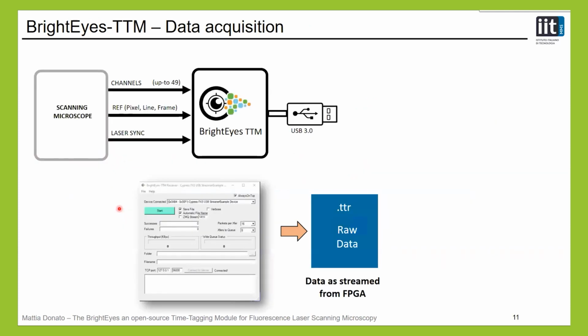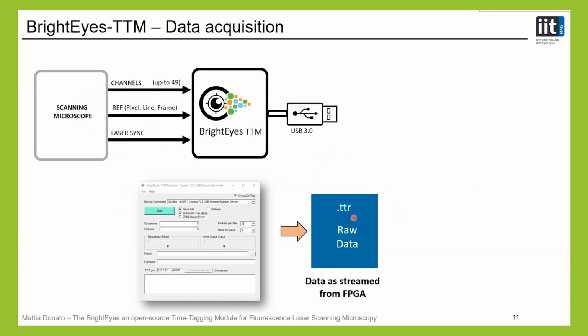But from the user point of view, how does it work? You can connect the BrightEyes-TTM to your microscope. It's a completely passive device, so it doesn't modify your microscope. You can connect from a single channel up to 49 channels, and easily stream the data to disk through USB 3. The first format is the raw data, which we call TTR format.